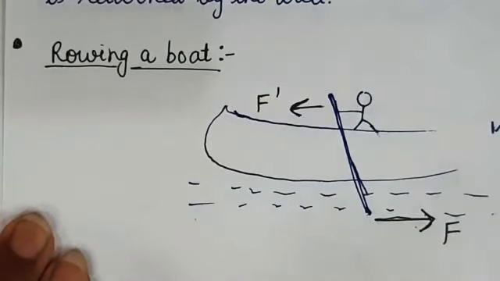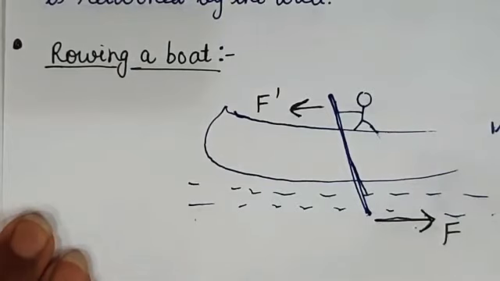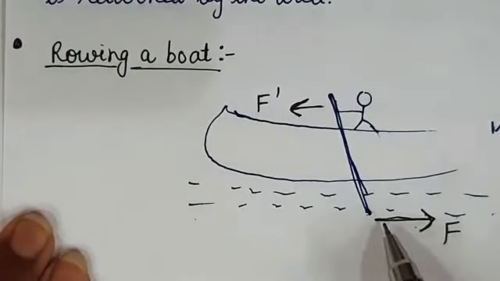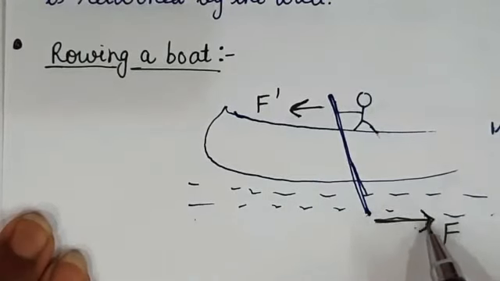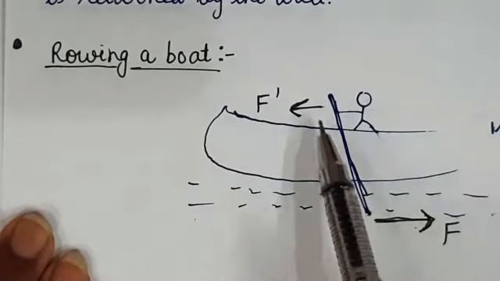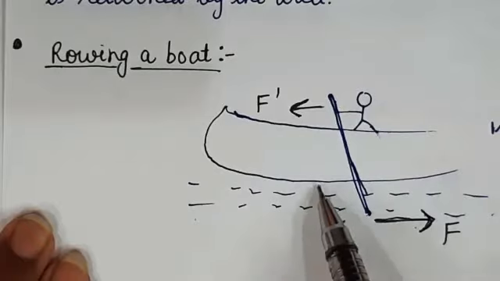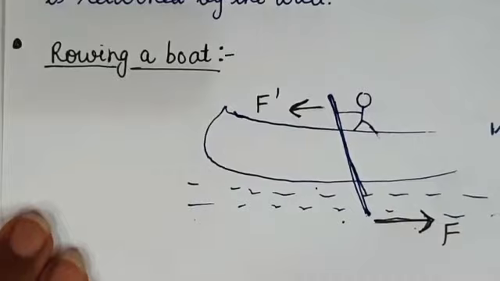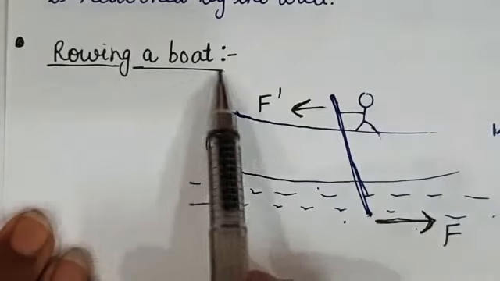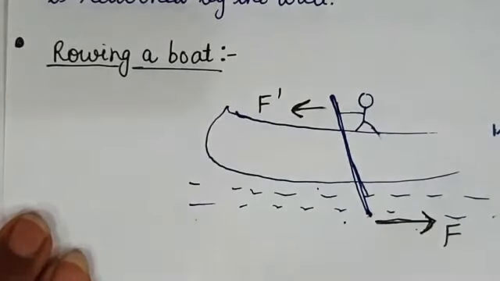So, this is the application of Newton's third law. To every action, there is equal and opposite reaction. Whatever the amount of force you are applying in paddling this water in backward direction, the same amount of force will be exerted by the water on this boat, which will help you to move forward. So this happens in rowing a boat.